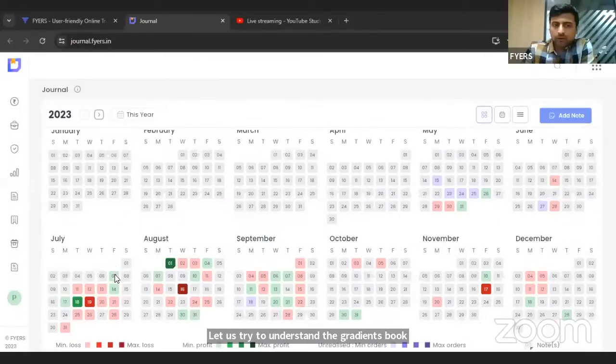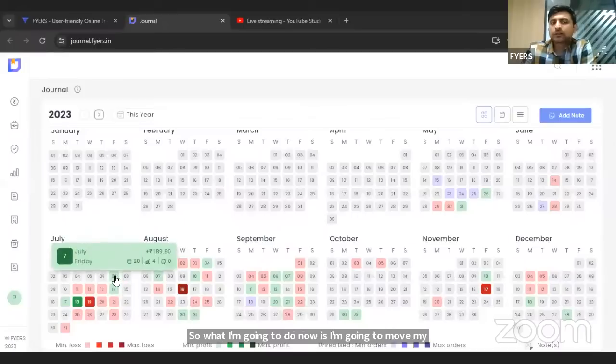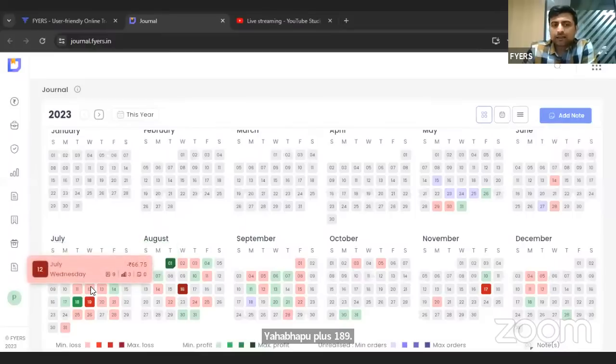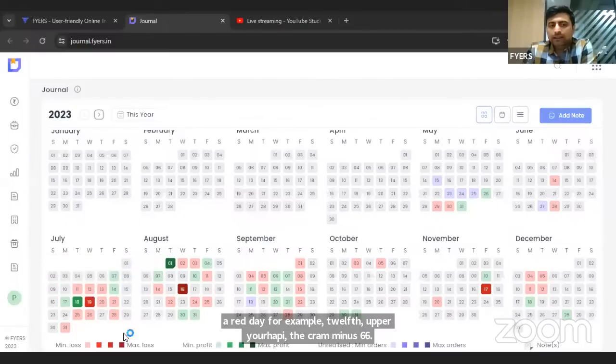So what I'm going to do now is move my mouse over to the 7th. तो 7th अगर आप देख रहे हैं तो 7th आपको डेट वहां पे हाईलाइट हुआ है, जुलाई, that is Friday, और यहाँ पे आपको प्लस 189 रुपीज बोल के दिख रहा है, which is a sample trade. So now if you go to a red day, for example 12th, आपको यहाँ पे दिख रहा है -66 रुपीज. लेकिन these two are, as you can see here, minimum loss and minimum profit.